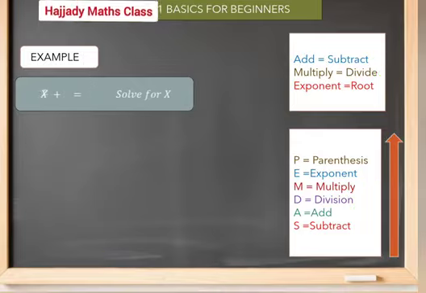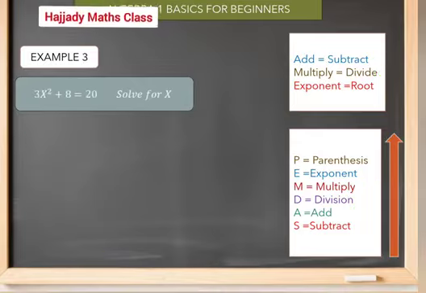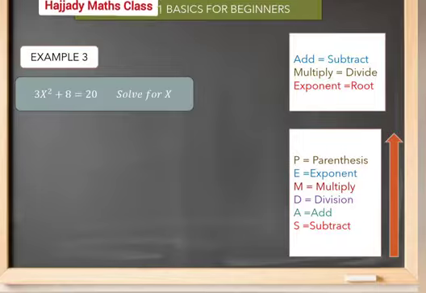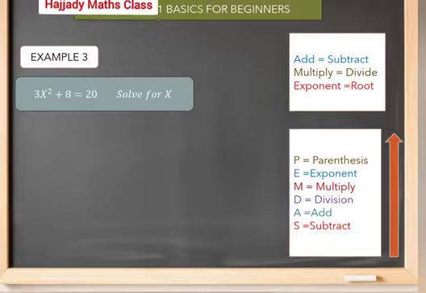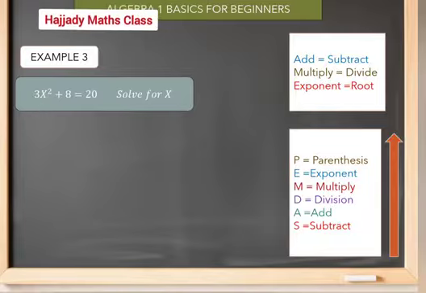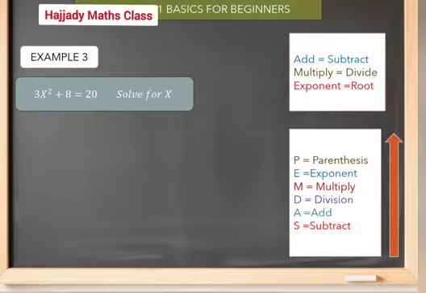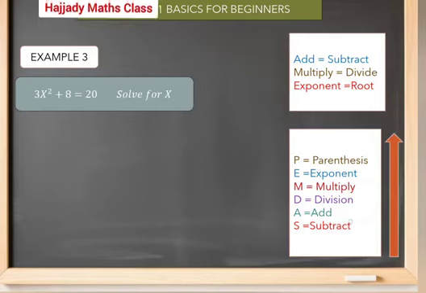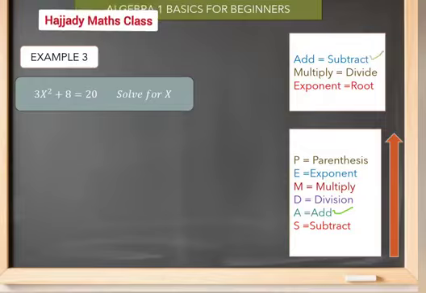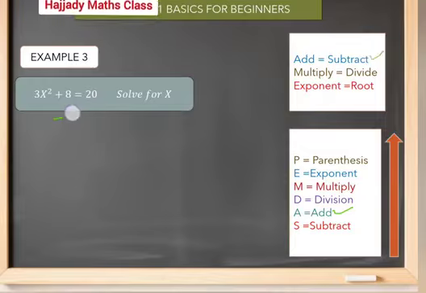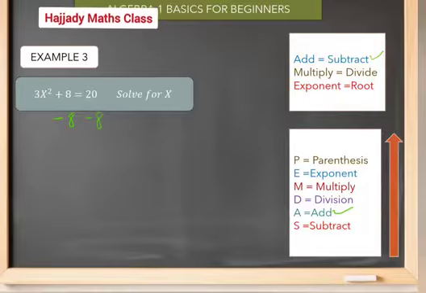Example 3. In example 3, we have 3 operators. The first one is plus 8. The second one is the 3 multiplying the variable x. And the third one is the square on the x. And we're going to use the same approach to do it. Now, the first question is, do we have subtraction? No. Do we have addition? Yes. If you have addition, you introduce subtraction. So that is, you subtract 8 from both sides.